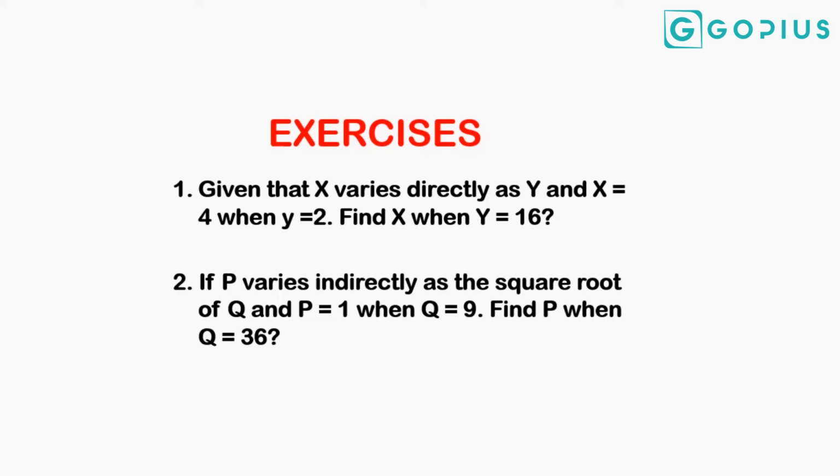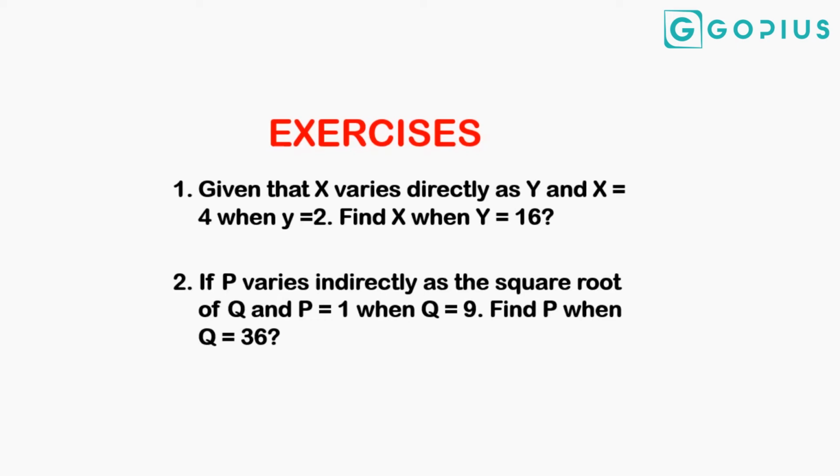I would love to see your solution. You can put your answers in the comment section. I'll take a review of it. Now the second exercise you have there is that if p varies indirectly as the square root of q, I'm sure you know how to interpret that, and p equals 1 when q equals 9, find p when q equals 36. These are very simple questions which I'm sure you can handle.